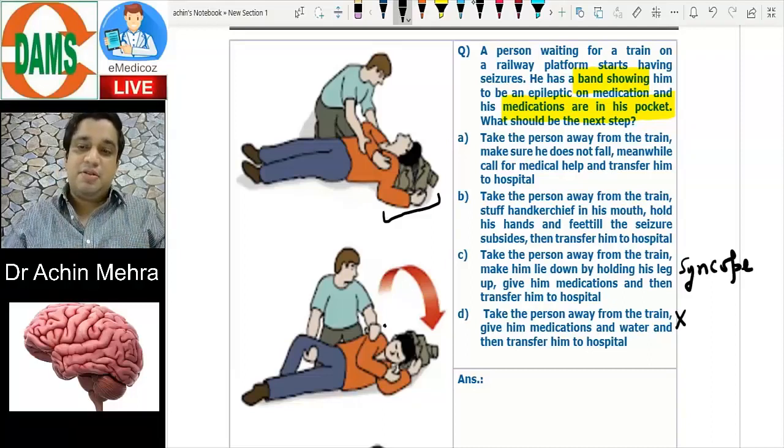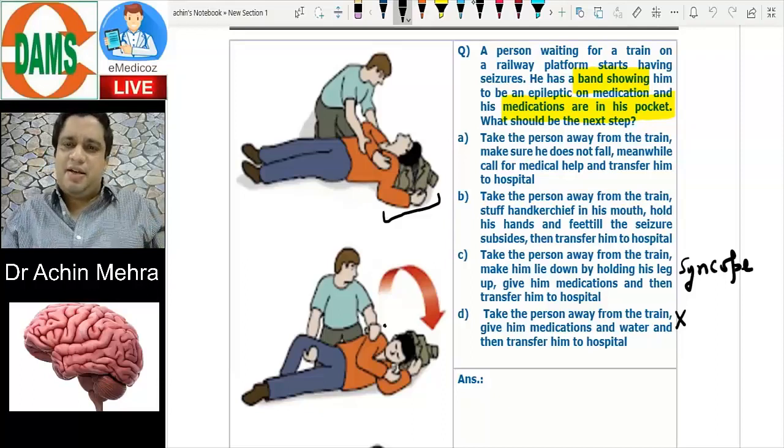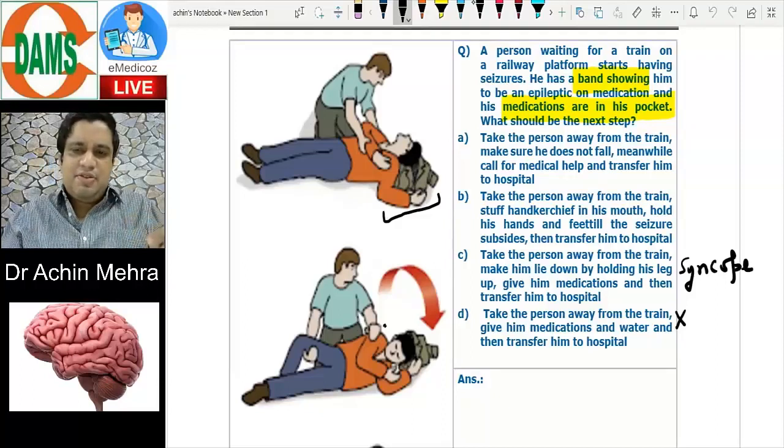Now take the person. First of all, it's not a case of syncope at all, because he is wearing a band showing him to be an epileptic. His medications are in his pocket, so I don't think it's a syncopal attack. Take the person away from the train, stuff a handkerchief in his mouth, hold his hands and feet till the seizure subsides.